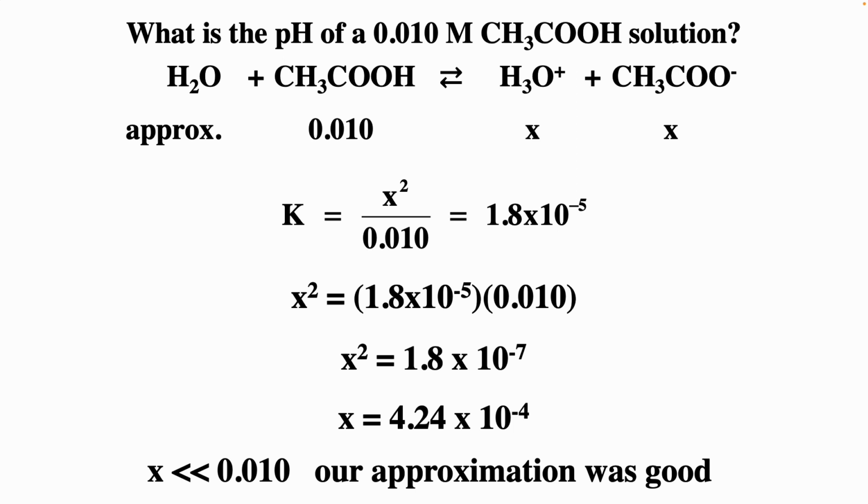And so our approximation was good. That is a lot smaller than 0.01. And so the hydronium ion concentration is equal to 4.24 times 10 to the minus 4 at equilibrium. And from that, we can also calculate the pH.